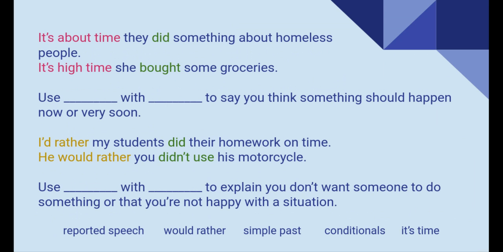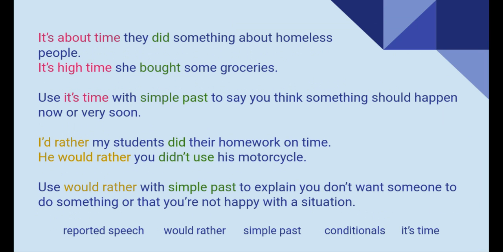Okay, guys, please pause the video while you complete these phrases. Okay, it's time to check. We use it's time with simple past to say that you think something should happen now or very soon. Use would rather with simple past to explain that you don't want someone to do something or that you're not happy with a situation. Please be careful with this one because we can use would rather with simple present to talk about our preferences. Okay? Now let's go ahead and practice.